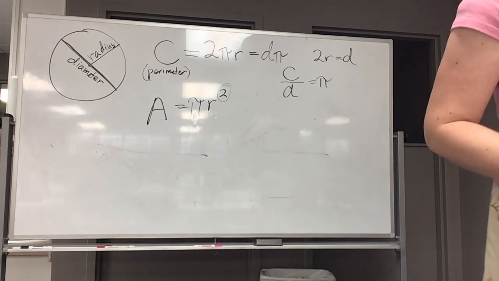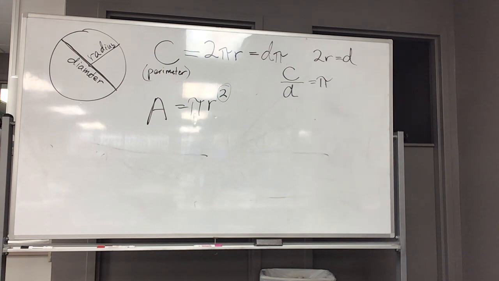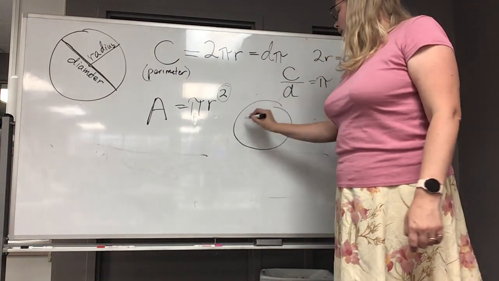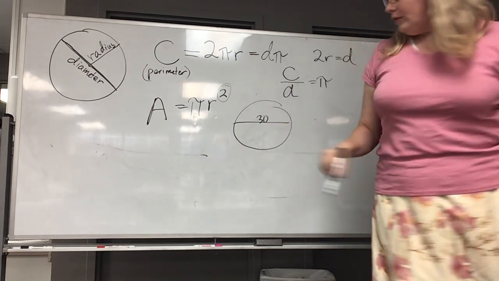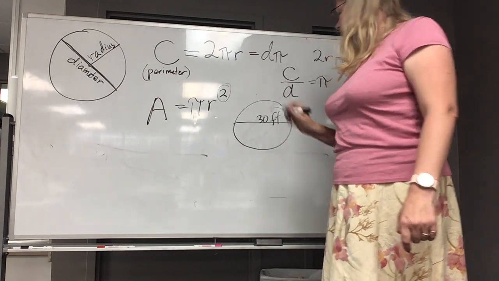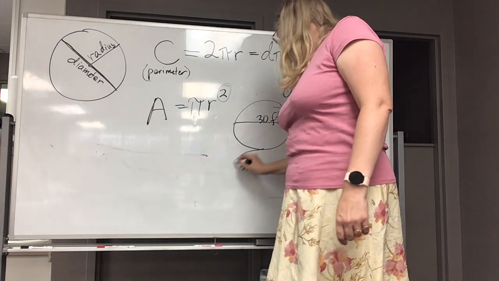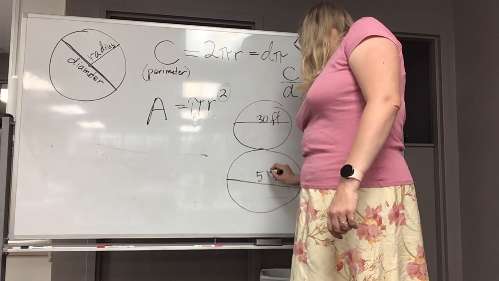So I made all that emphasis about leaving it in terms of pi, but the first problem that I see, we're not. So this one gives us a circle on top with a diameter of 30 feet. It's a fairly large setup. And a circle below it with a diameter of 50.